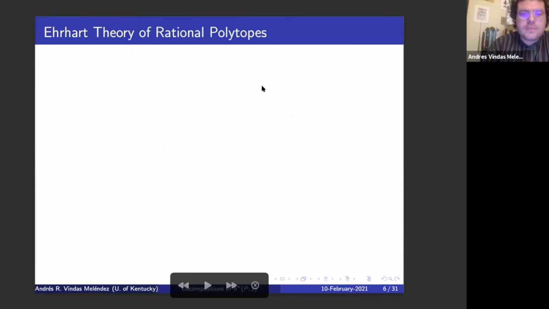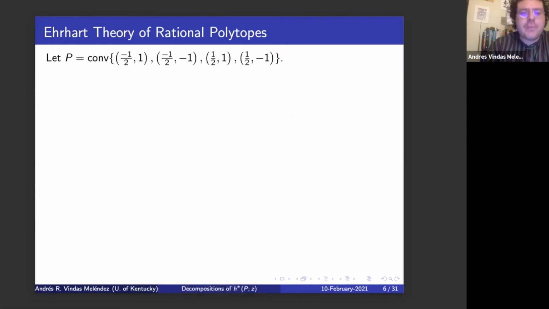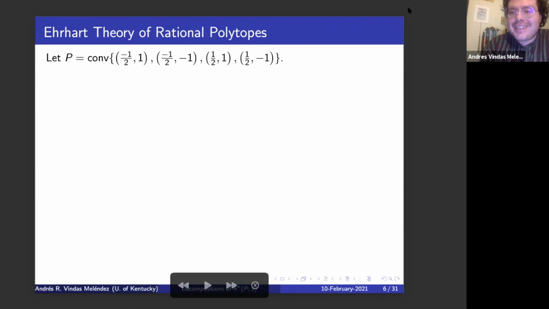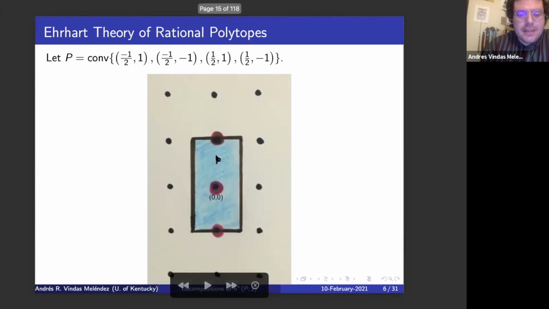And so what is maybe an example? Let's do a small example. And so let's do this small example of the convex hull of (-1/2, 1/2), (-1/2, -1/2), (1/2, 1/2), (1/2, -1/2). And so maybe you can visualize what this is. And if you're quick, you can kind of tell yourself or convince yourself that this is a rectangle, right? And notice that the vertices, again, are not integral points, but it does have some integral points, lattice points, inside the polytope, okay?